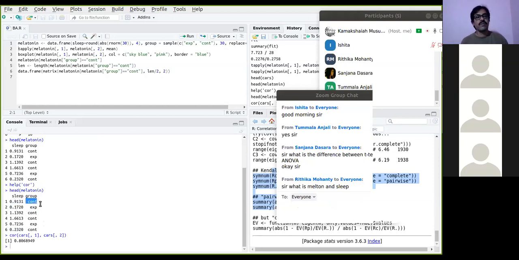So there are two groups. One is control, the other one is experimental. Control group is a group to which the drug is not given. The experimental group is the group to which the drug is given. Now we are trying to find the difference, whether this drug melatonin really has any effect on subjects or not, which means patients or not.